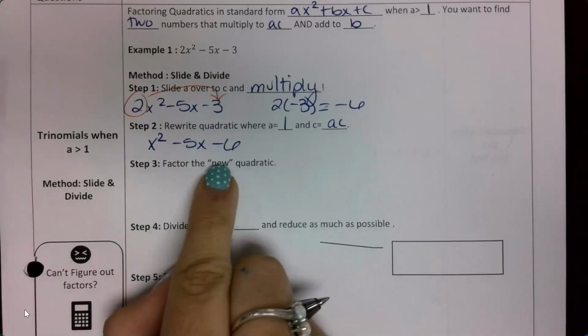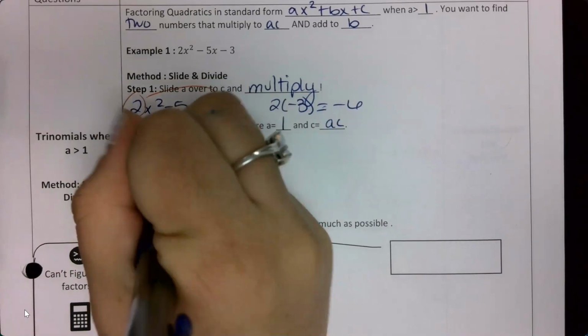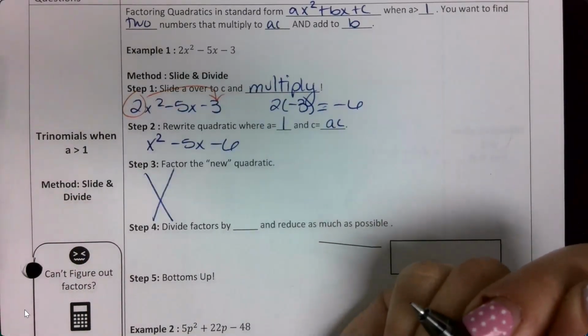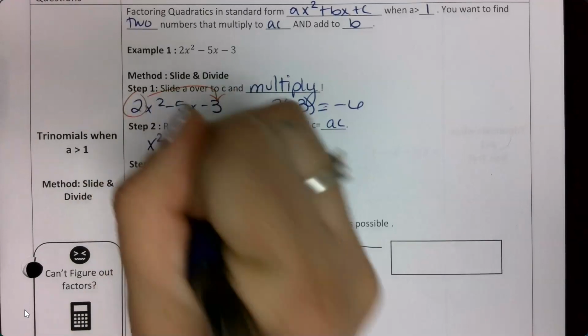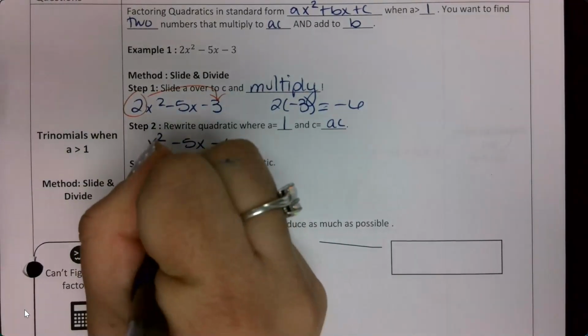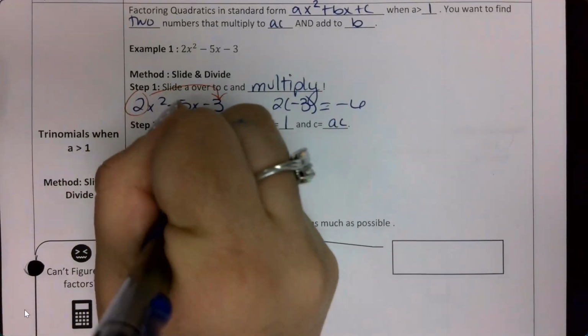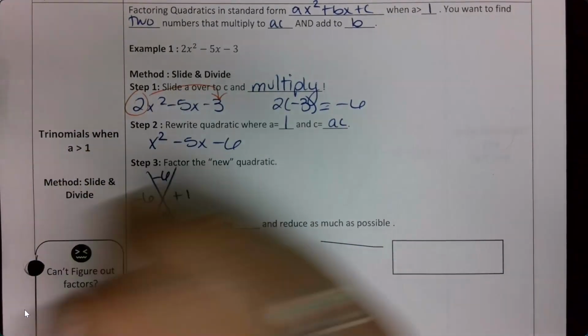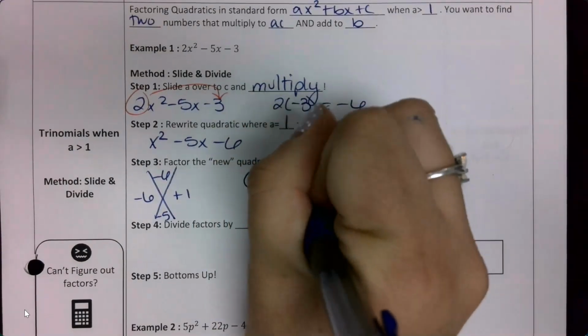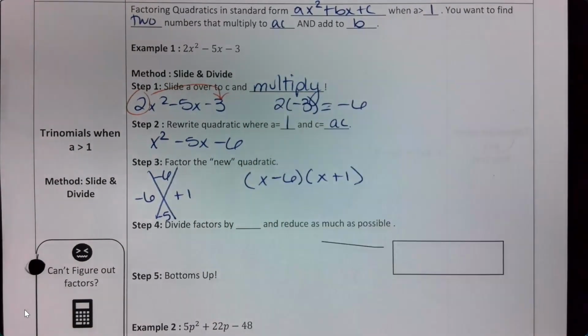Okay, so I want to factor this new quadratic, like what we've been doing this week. I want to write my x, so what number goes on top? What number goes on bottom? What multiplies to negative 6 and adds to negative 5? Negative 6 and positive 1. Then I write those as my factors: x minus 6, x plus 1.